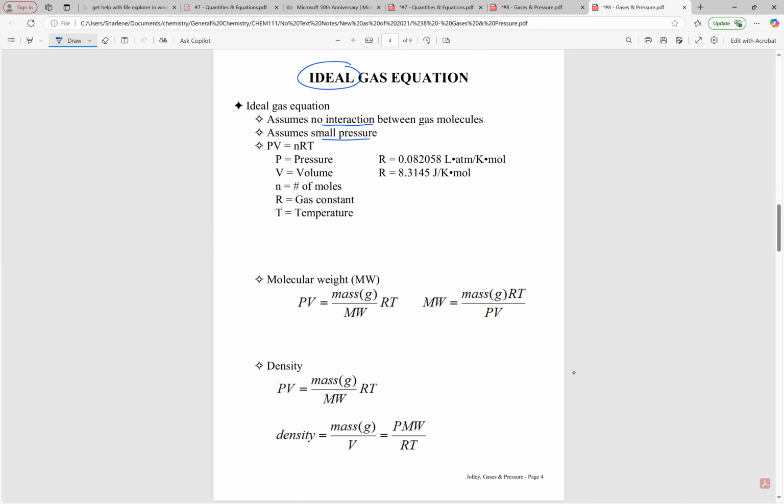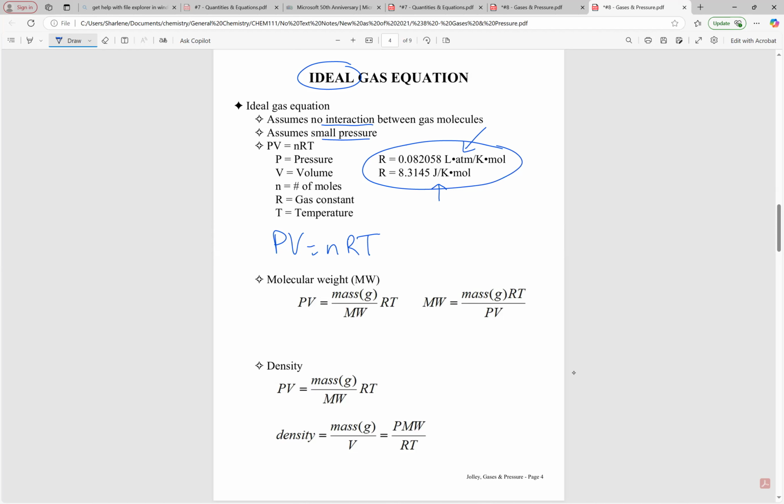All right, I call it PV. PV equals nRT. And so P is pressure, V is the volume, n is the number of moles, and R is something called a gas constant. Now, remember, I said there's all sorts of pressure units. Well, here is the same constant with two different units. If you're ever dealing with gases and pressure, you'd use the top one, 0.082058 liter atmospheres per Kelvin mole. If you're ever using pressures in energy calculations, you use 8.314.